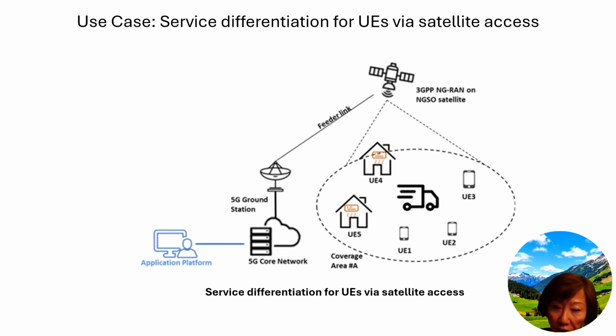The satellite implements 3GPP next generation RAN standards, ensuring compatibility with terrestrial 5G networks. This is also a hybrid network architecture. The system combines satellite and terrestrial elements with a 5G ground station acting as an interface between the two. The presence of an application platform suggests the ability to run various services and applications tailored to different UE types. And we have flexible coverage.